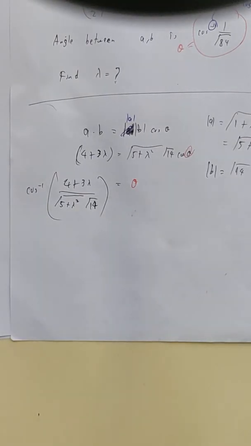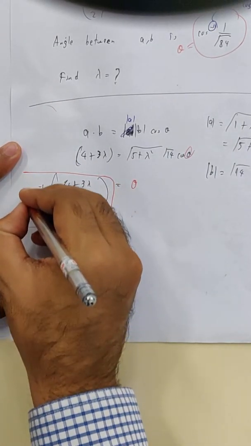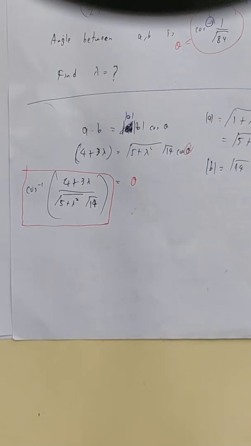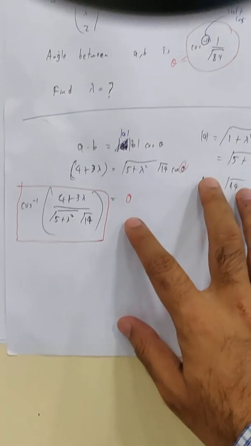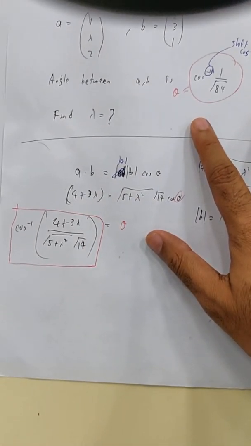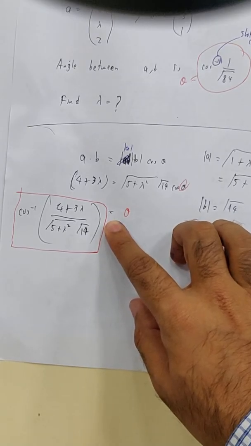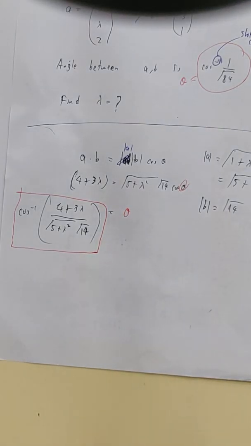And this thing here, I need to make it what? How do I continue from here? Equalize this with the one that we are given. Okay, we know this is theta. This is also a theta. So we equalize them up.